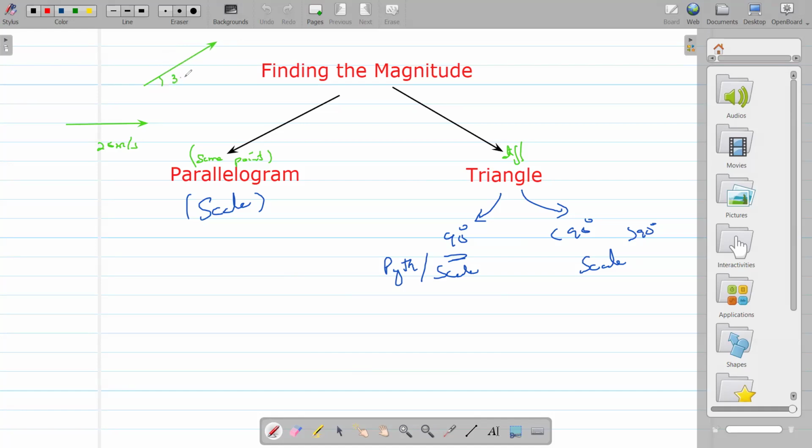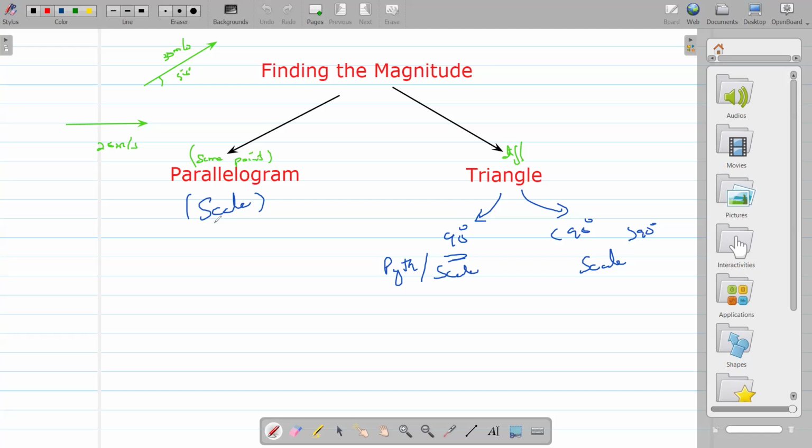Say the angle with the x-axis, the horizontal axis, is given. Take it as 50 degrees, and the second vector is 30 meters per second. Now I want to find the resultant of these two vectors using the parallelogram method.